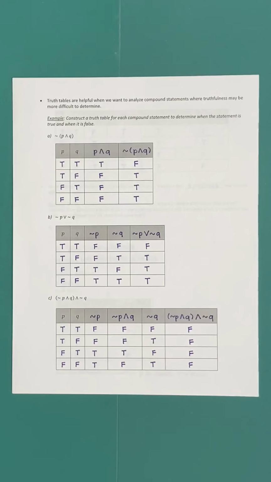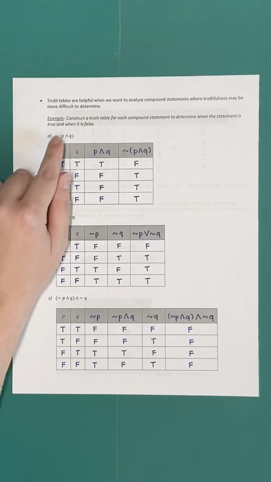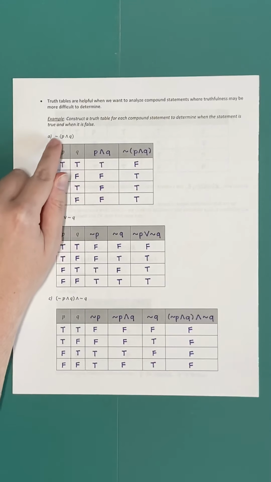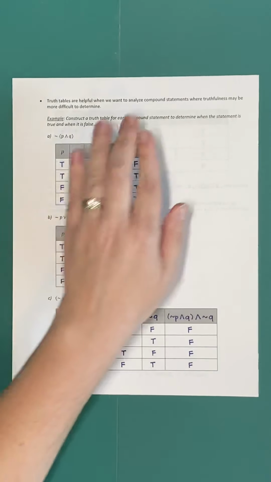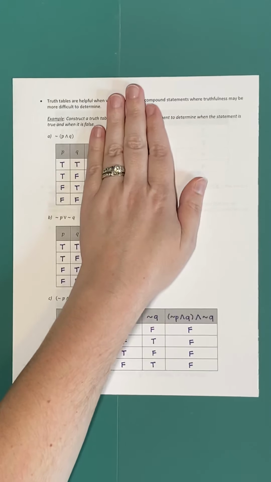If we've done it correctly, then by the time we get to the very last column, we'll have generated the entire compound statement, and the final column will have the actual truth and falseness values for all of the different possibilities for our original simple statements. So let's start with a simple one. This one only has two operations. So we're negating P and Q. So here's our table. Forget about this for a minute. We'll look at this in a minute.